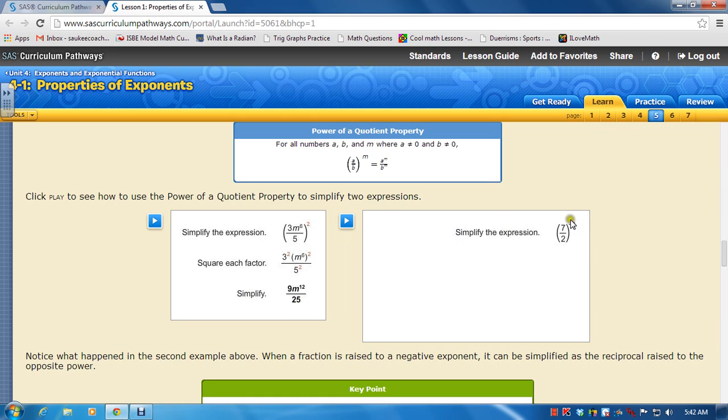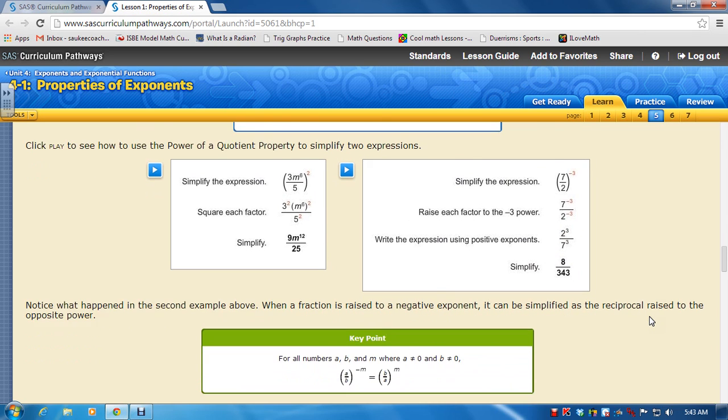And let's watch one with a negative exponent. Raise each one to the negative 3. Then if I am writing my final answer, I will flip those, right? Because this 7 needs to go down here to have a positive exponent. 2 needs to go up here to have a positive exponent. And then I just simplify there.